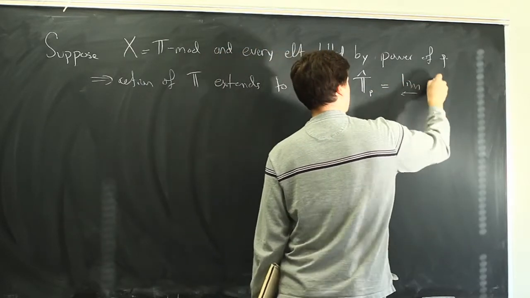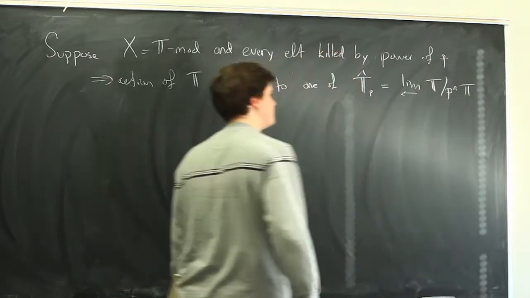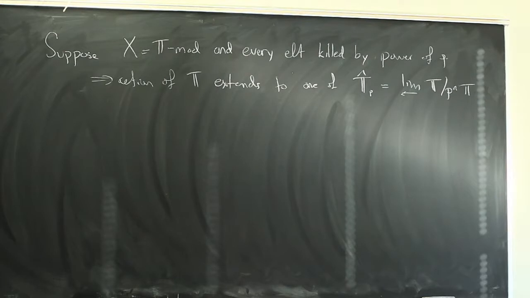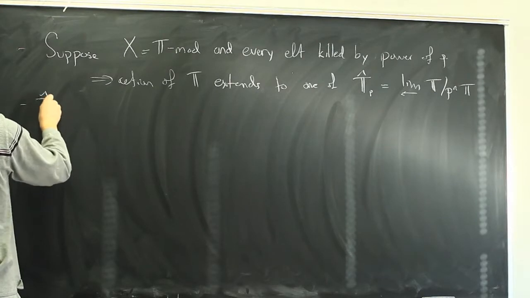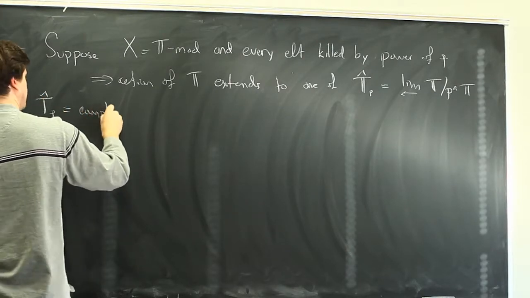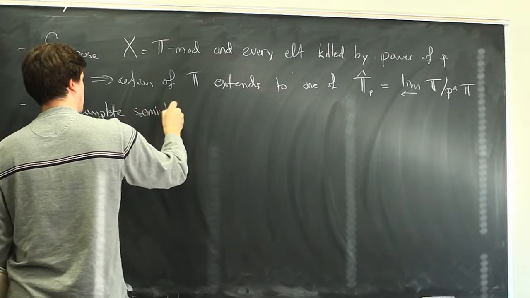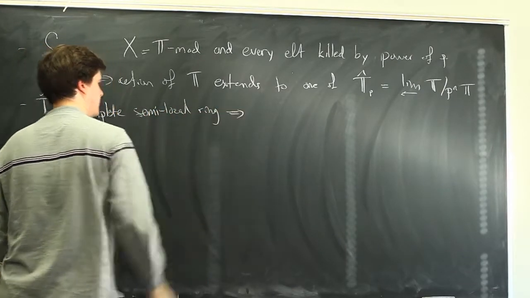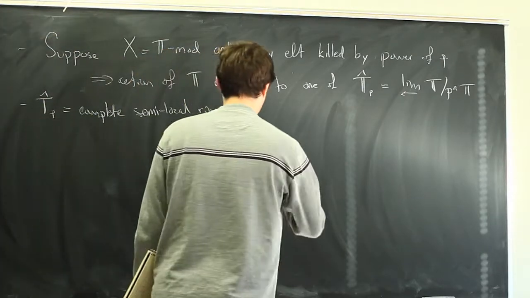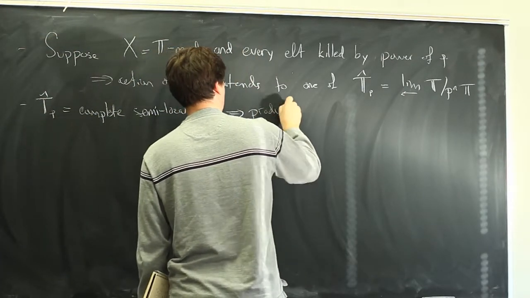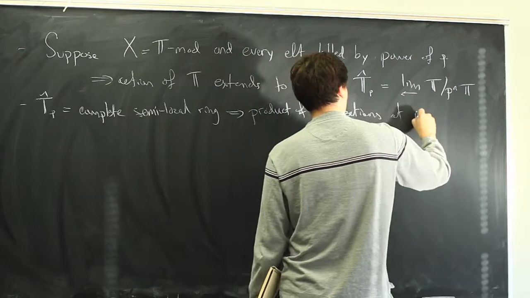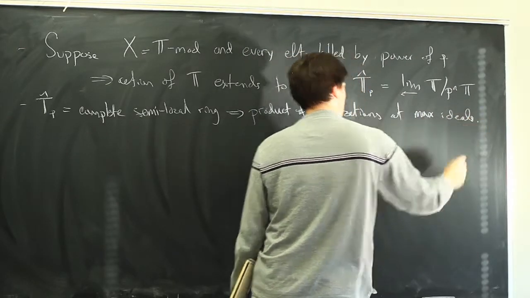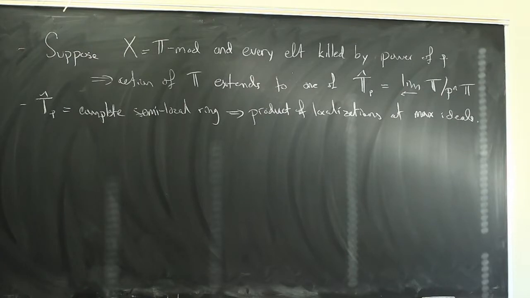which I'll denote as T hat p. This is by definition the inverse limit of T mod p to the n. So this T hat p is a complete semi-local ring. And so that means that it's the product of its localizations at its maximal ideals. So in particular, this ideal A is one of the maximal ideals here, and so the completion of T at A is a direct factor.